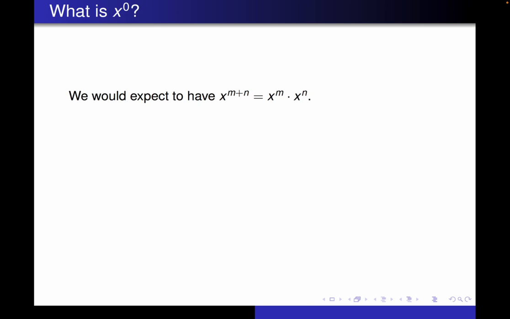It's just, if it is going to be true, what does that tell us about x to the 0? Well, if we plug in n equals 0 into that equation, we get x to the m plus 0 equals x to the m times x to the 0.